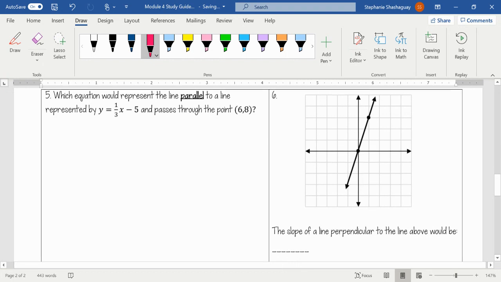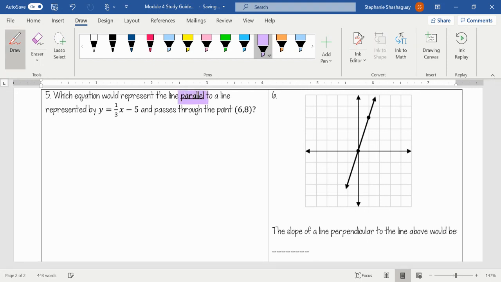Okay, question number 5. Which equation represents a line parallel to a line represented by y equals 1/3 x minus 5? So if we need it to be parallel and we know that the slope of the given line is 1/3, then the slope of our new line is also going to be 1/3. Then we have to look over here at the point that it passes through. So it passes through this point, (6, 8). So this is my x value, this is my y value.